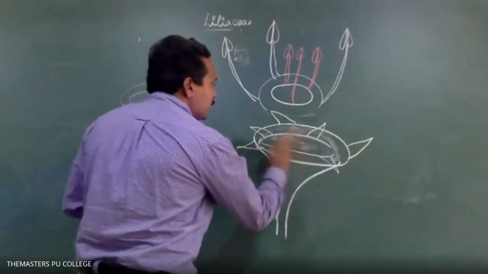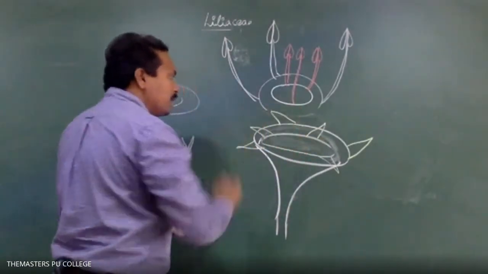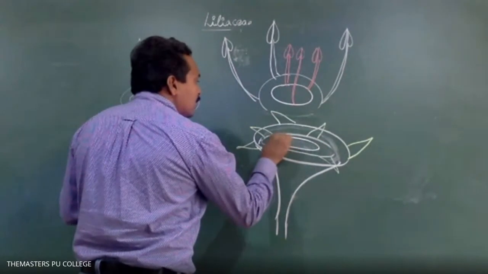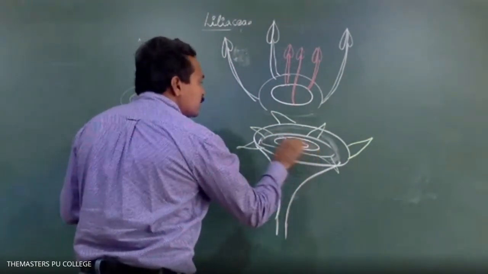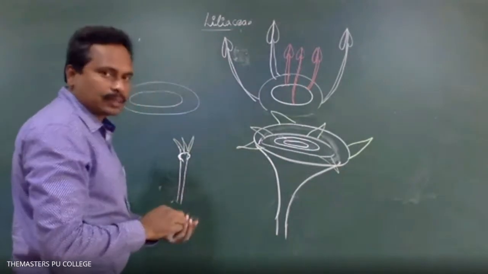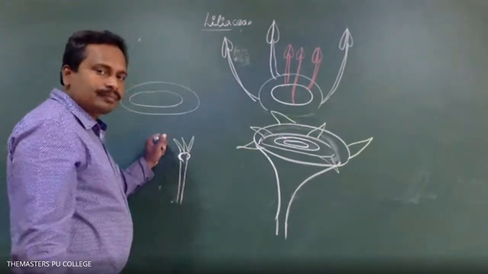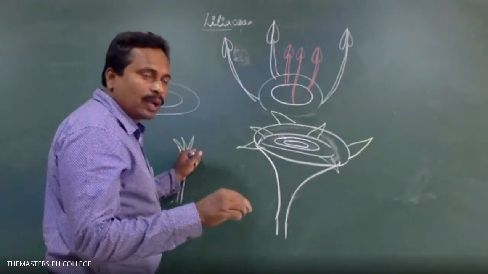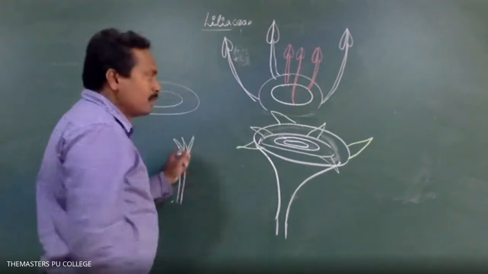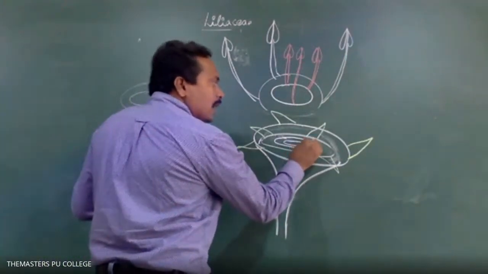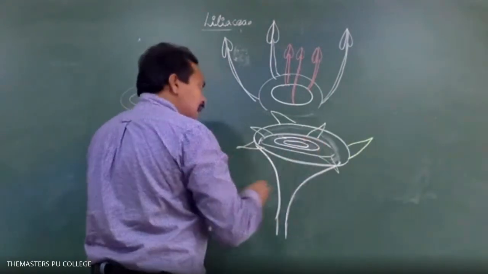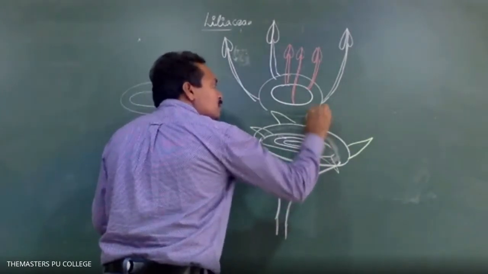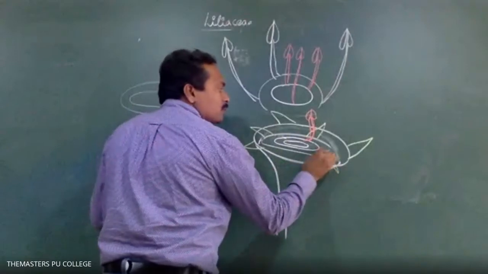What is the next part? After the non-essential organs, the essential organs, the androecium. Androecium consists of how many stamens? Six stamens. Among the six stamens, three stamens are arranged in one whorl, and the next three in another whorl. These are attached to the perianth.